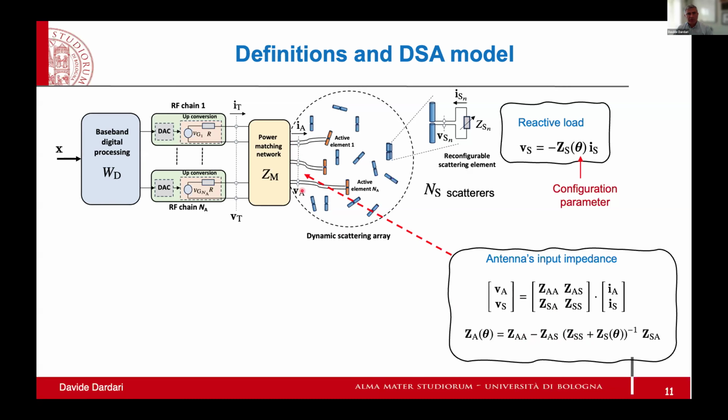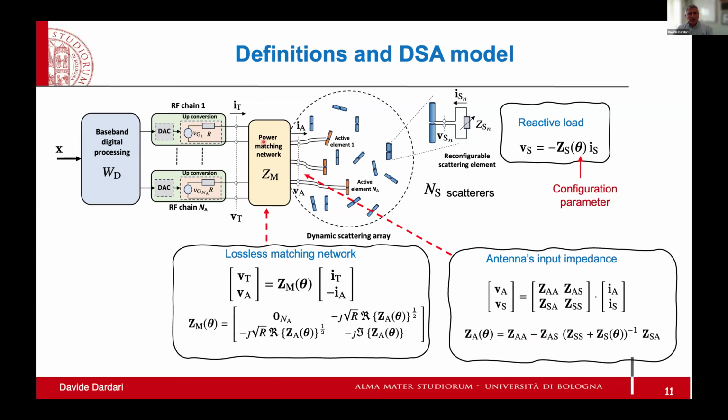So we have an input impedance that depends on the way we configure the scattering arrays. If we want to ensure maximum power transfer between the RF chain and the DSA, as an initial simplified model we can assume a lossless ideal matching network. The main drawback is that the matching network depends on the input impedance, which in turn depends on the parameter, so we need a reconfigurable power matching network. At the end, we show that it is possible to remove this without a significant performance loss.